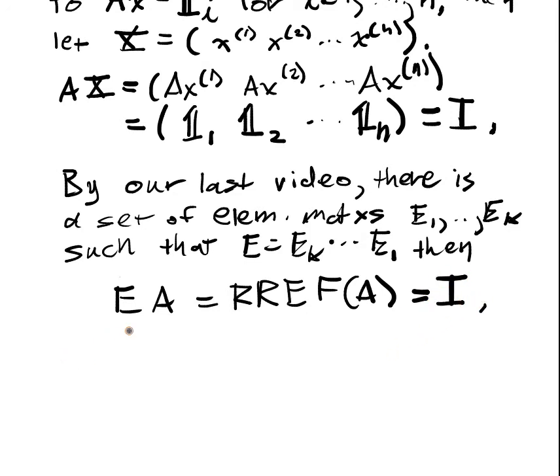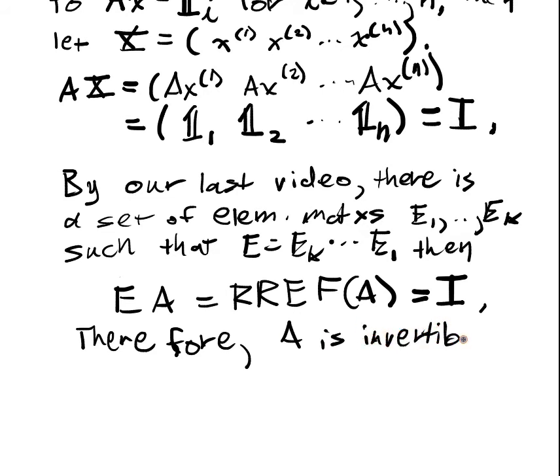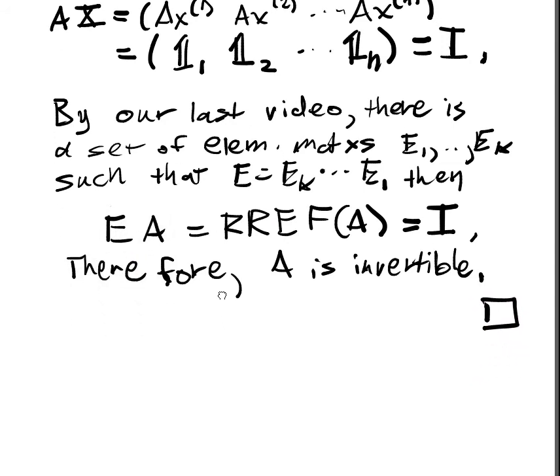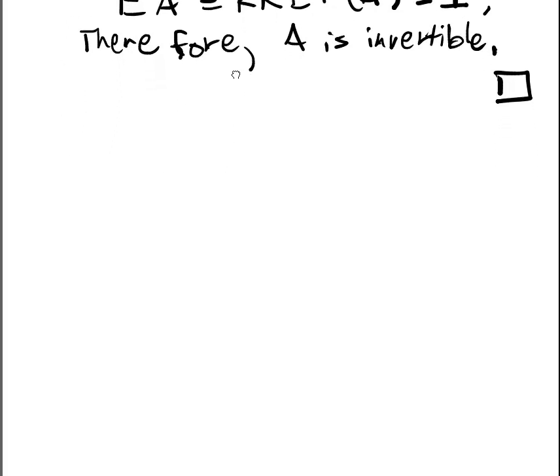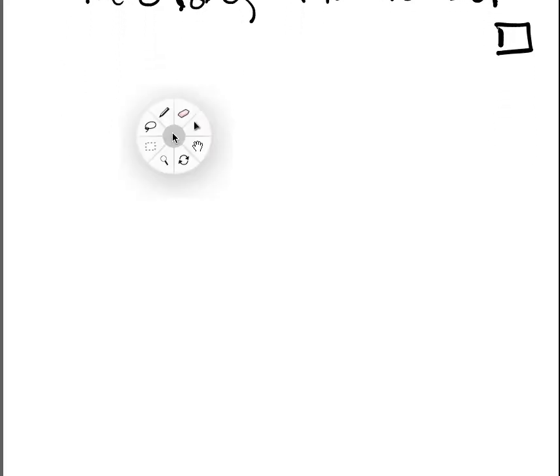Therefore, this E is also a left inverse, and by our previous theorem, these are actually equal to each other, remarkably. Therefore, we conclude A is invertible. That's really nice. So we have that this thing is invertible if and only if it's non-singular, if and only if it has full rank. Beautiful, right?